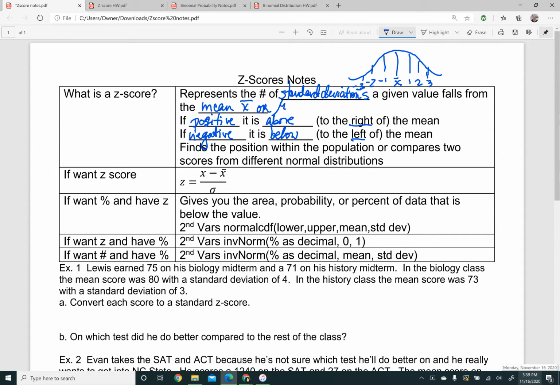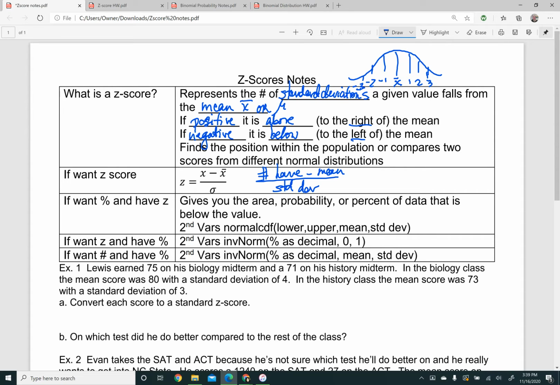And we use the z-score to help us compare two scores from different normal distributions or find the place it is on the distribution. So if we want to find a z-score, we use this formula right here, which basically says the number we have minus the mean divided by the standard deviation.